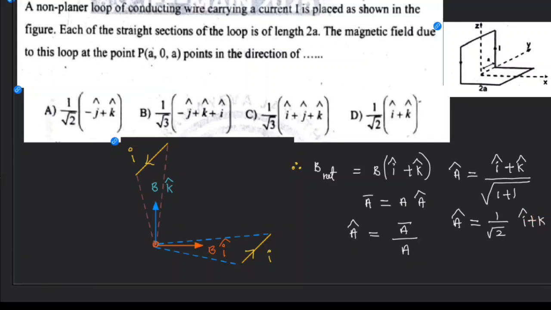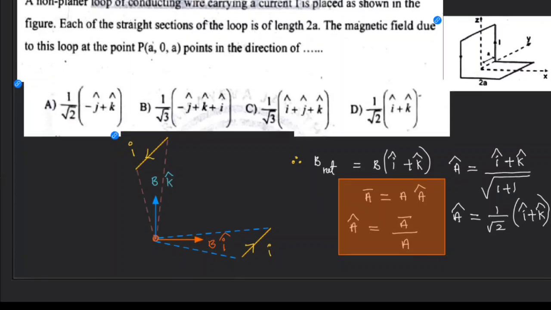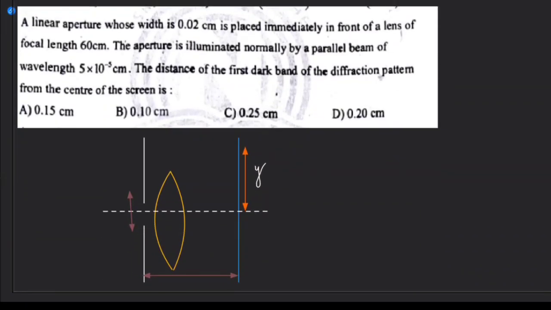That is the answer for this question, right? Clear? So please carry forward this unit vector formula, this logic. Let's move to the next one.